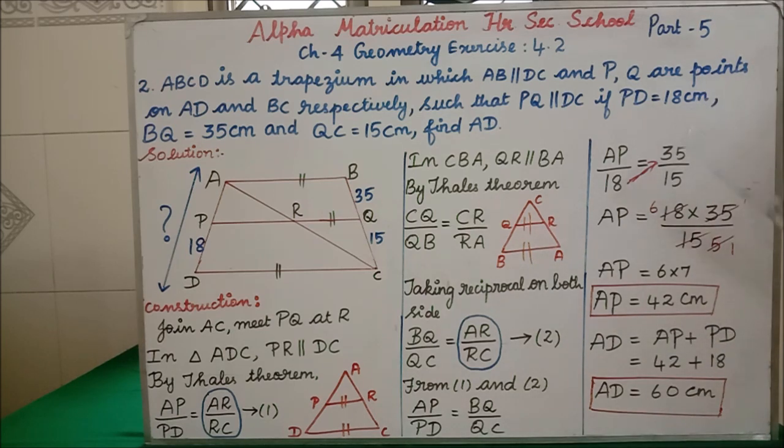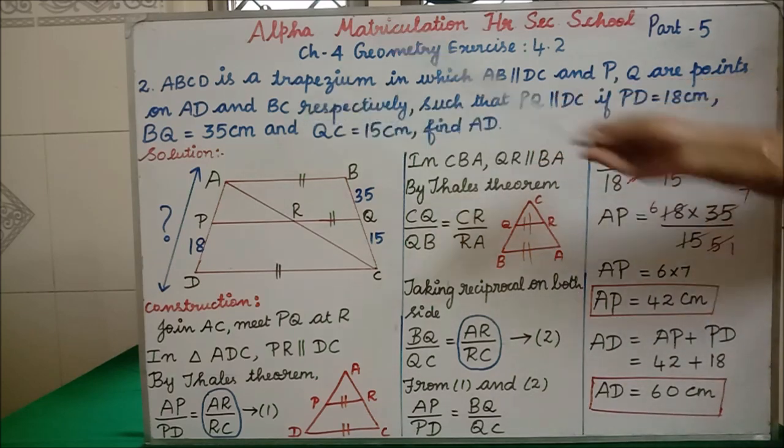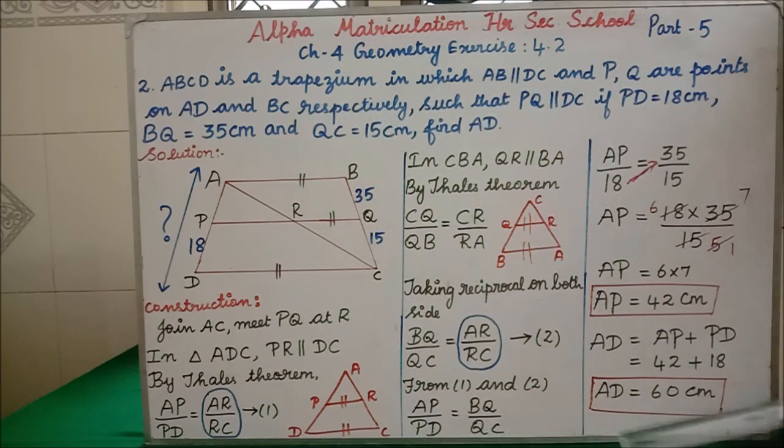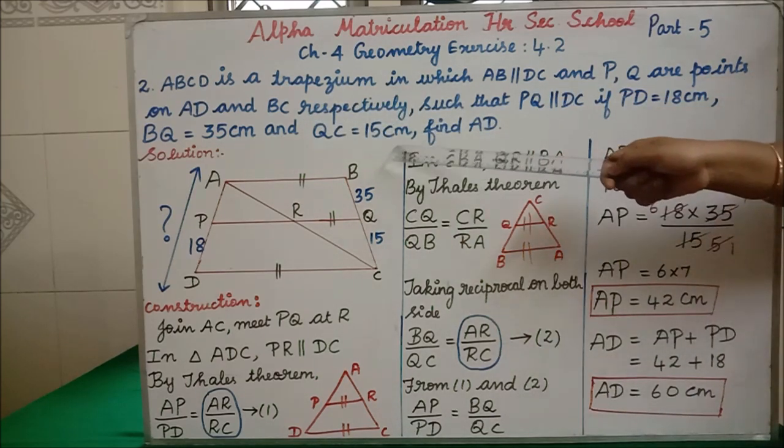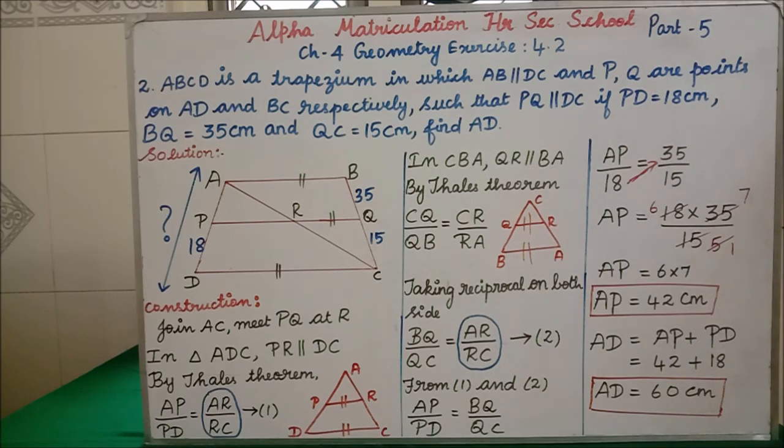What is that? 18 equal to. What is the BQ value? They have given 35, so write 35 here. What is the QC value? They have given 15. You write 15. Afterwards I am doing the cross multiplication. 18 into 35 divided by 15.